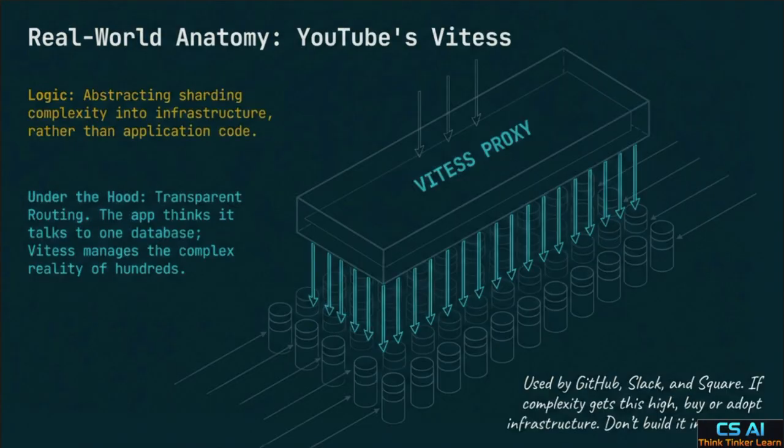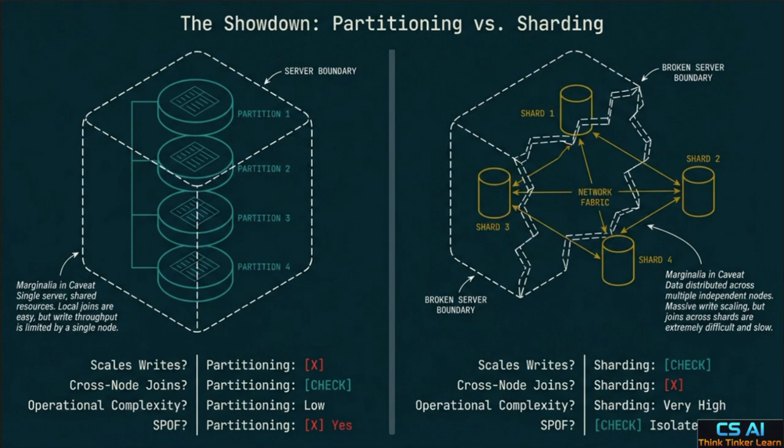If your scale is truly massive, you don't want to manage this complexity in your own app code. You adopt infrastructure like Vitess, a proxy that abstracts the shard management. The application thinks it's talking to one database, while Vitess handles the reality of hundreds. Used by GitHub, Slack, and Square, the lesson is clear. If the complexity gets too high, buy or adopt specialized infrastructure. Don't build it yourself.